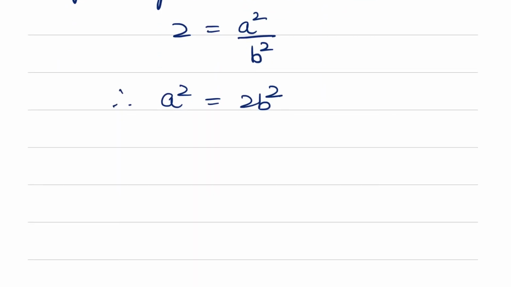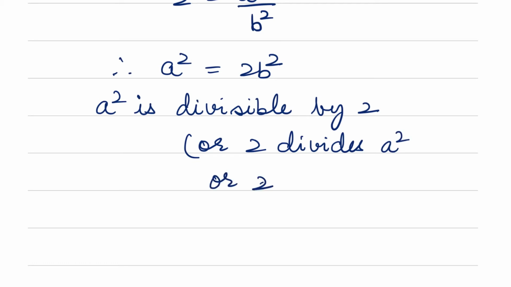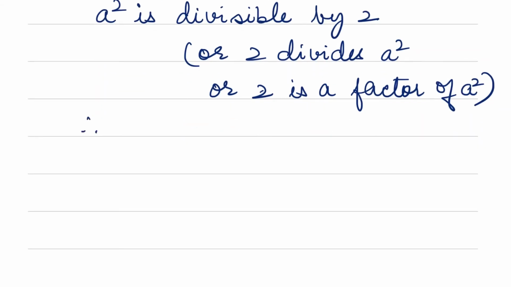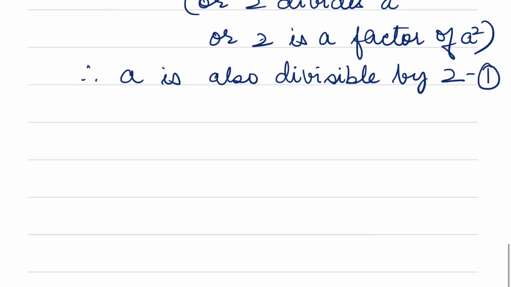So we can say A square is divisible by 2, or I can write down 2 divides A square, or I could write down 2 is a factor of A square. Any of these statements would be fine. Therefore, A is also divisible by 2. So let this be the first statement.